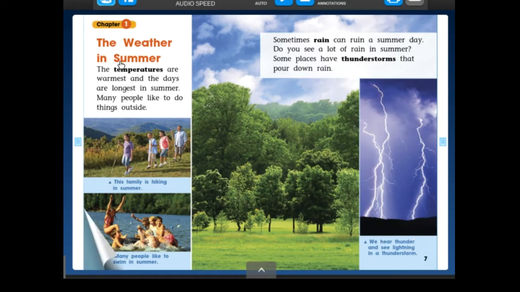The weather in summer. The temperatures are warmest and the days are longest in summer. Many people like to do things outside. Sometimes rain can ruin your summer day. Do you see a lot of rain in summer? Some places have thunderstorms that pour down rain.